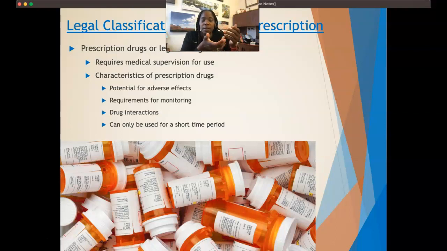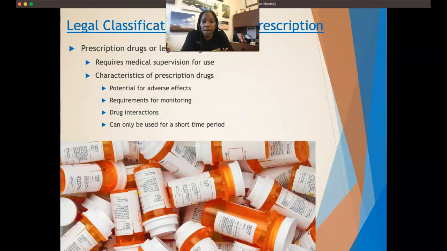It could be an increased risk for overdose. It may cause nauseousness or drowsiness, for example, or might cause an increase in headaches. Because there are more risks for adverse side effects, they have to be monitored more and they require a written prescription from a physician, right?